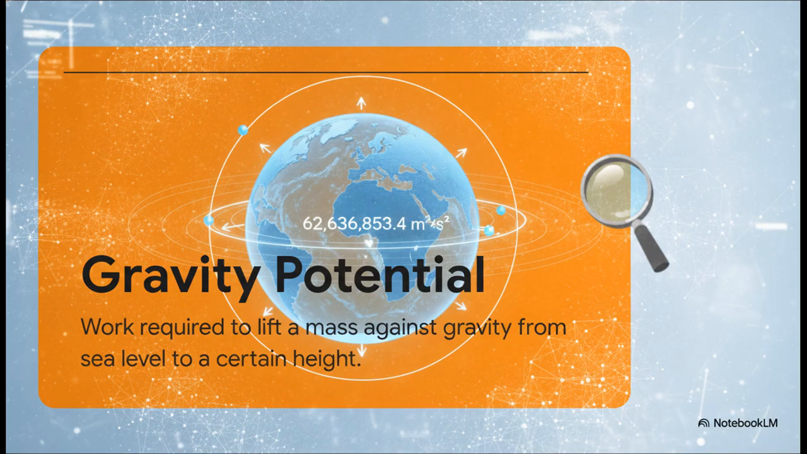Out of infinite possibilities, the geoid is defined as the specific equipotential surface where that gravity potential equals exactly 62,636,853.4 meters squared per second squared. It is a true, undeniable physical representation of our planet's shape, based purely on gravity.